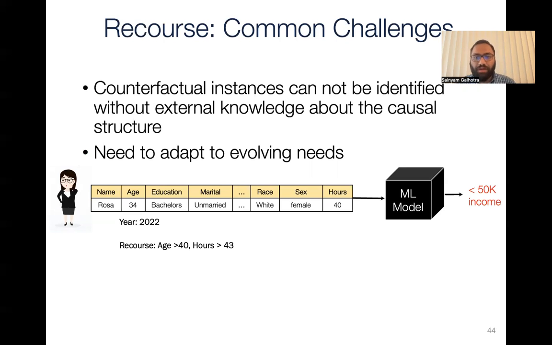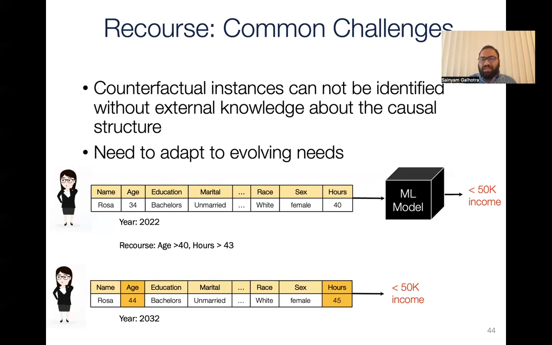Consider an example where Rosa is recommended a recourse that age should be more than 40 and number of work hours should be more than 43. Now, currently Rosa is 34 years old and she waits for 10 years, and when she's 44 years old, she comes back and observes that her income is still low. And the reason is, in these 10 years, the ML model has evolved, the dataset has evolved, the real world assumptions have evolved. And because of this evolution, the number of working hours required to have higher income is more than 50, and she has less than 50 working hours.